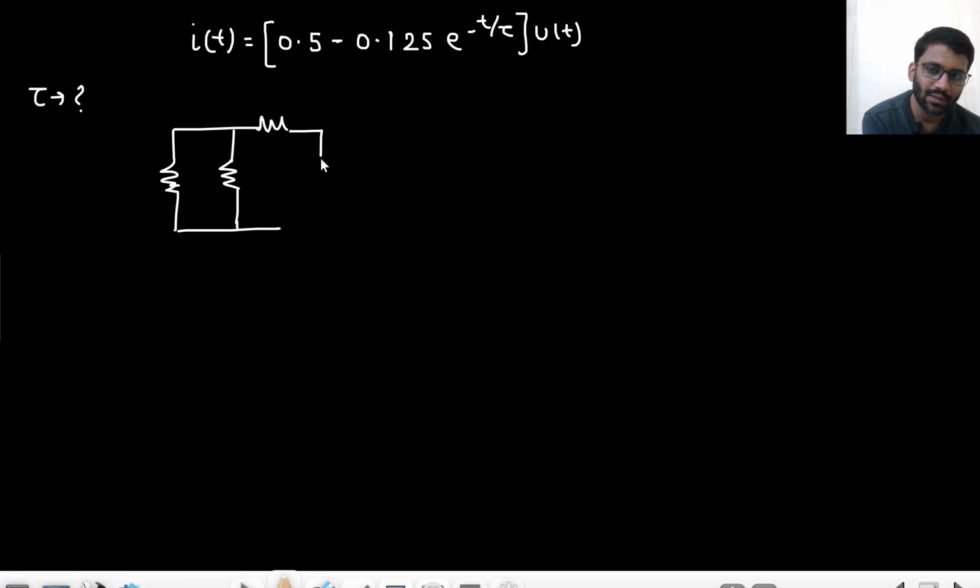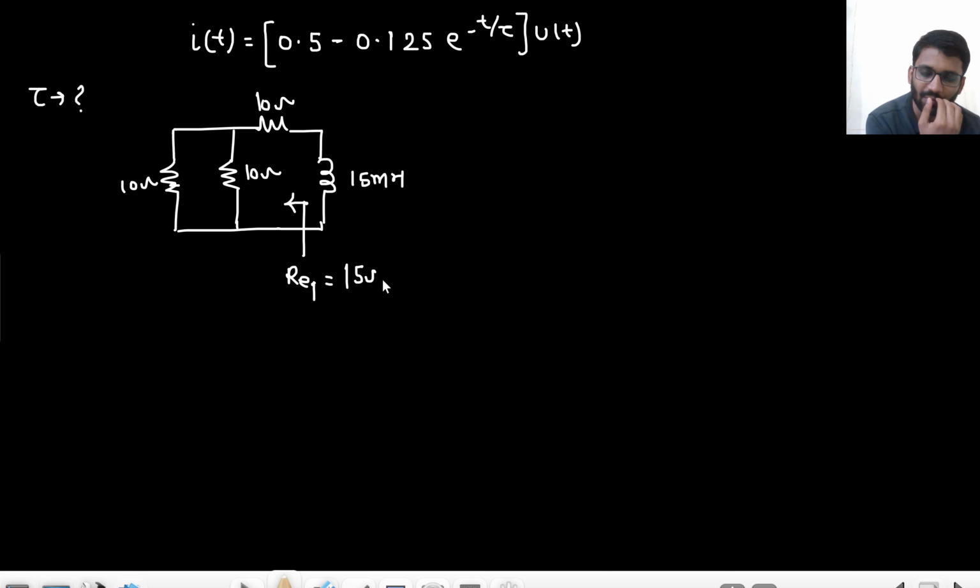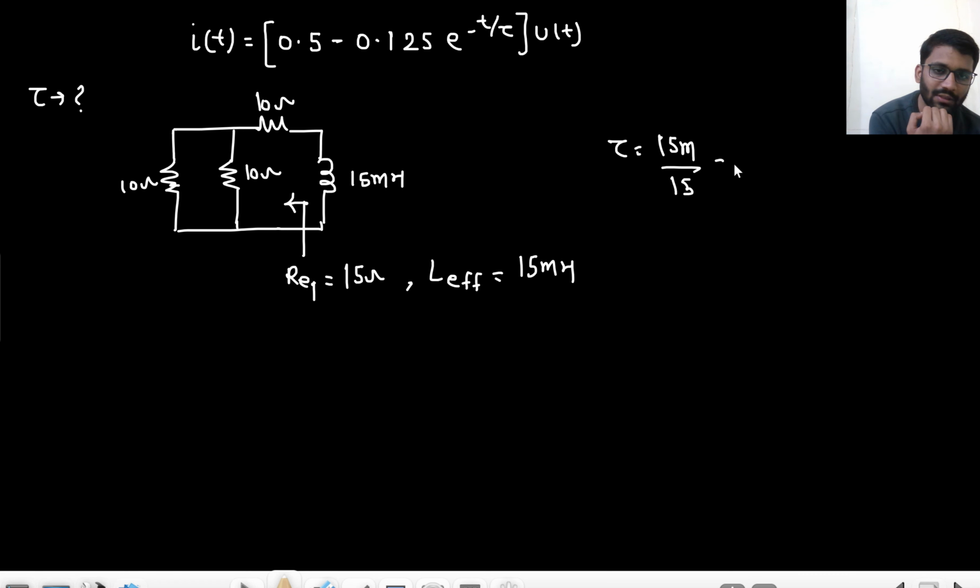This is 10 ohm. This is 10 ohm. This is 10 ohm. And here I have 15 millihenry. So what is R equivalent here? R equivalent here is 15 ohm. What is L effective here? That is 15 millihenry. So what is tau? That is 15 millihenry by 15, that means 1 millisecond, right?